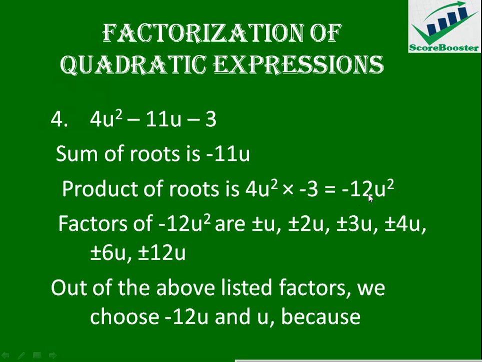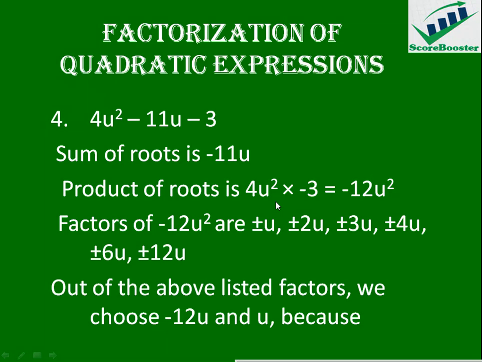So what are the factors of 12? Factors of 12 are 1, 2, 3, 4, 6, and 12. So you consider both the positive side of the factor and then the negative side. So you consider plus 1, minus 1, plus 2, minus 2, plus 3, minus 3, plus 4, minus 4, plus 6, minus 6, and plus 12, minus 12.